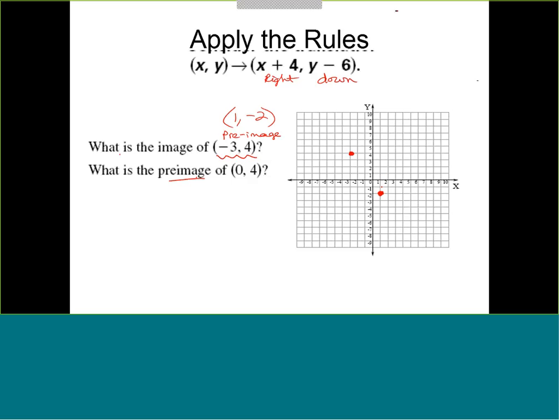Now, what is the pre-image of 0, 4? So they're telling us that this is the image. So in other words, it's what we get after we move it. Pre-image is your original.